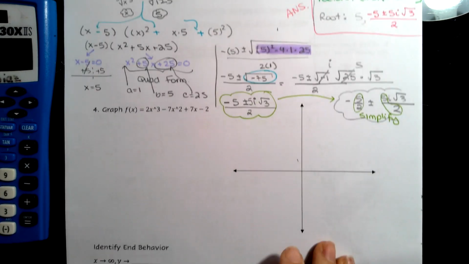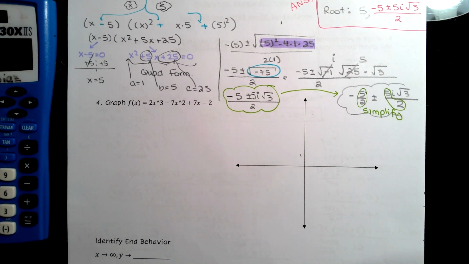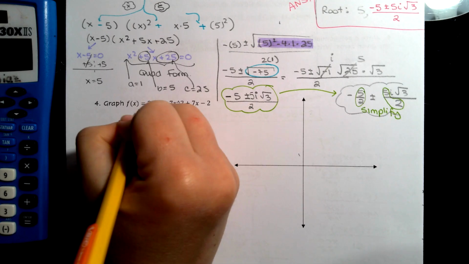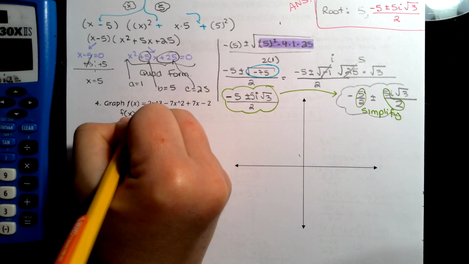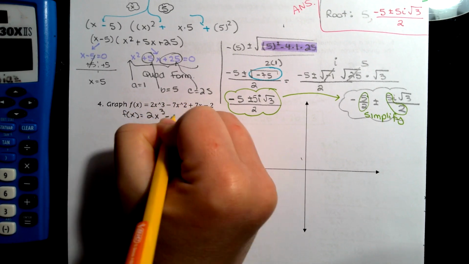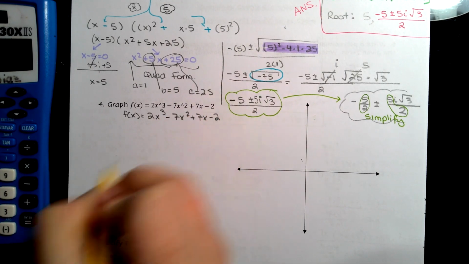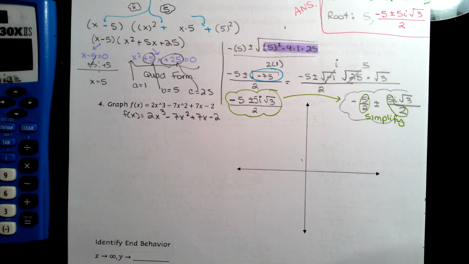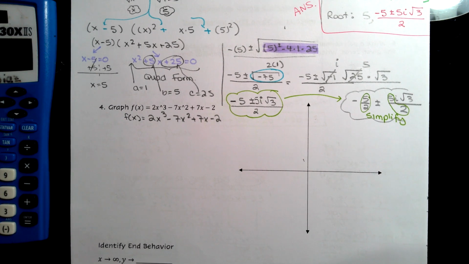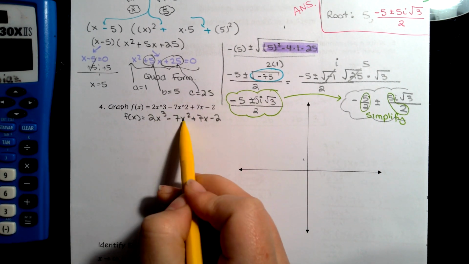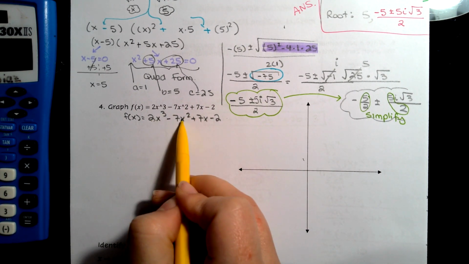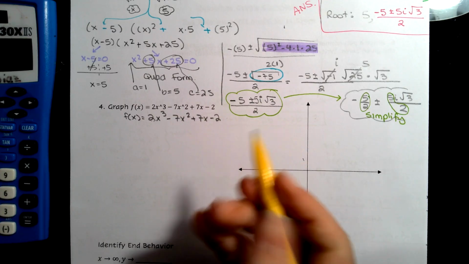Okay. Moving on to question number 4. Yes, once again, the computer did not recognize my exponent, so let's go ahead and rewrite that. So we have f of x is equal to 2x cubed minus 7x squared plus 7x minus 2. Now, as I'm writing this, I am noticing I do not have a GCF. It is 4 terms. x, x, x, no x. 2 and 7 don't get along. And then I have 7 and 2.